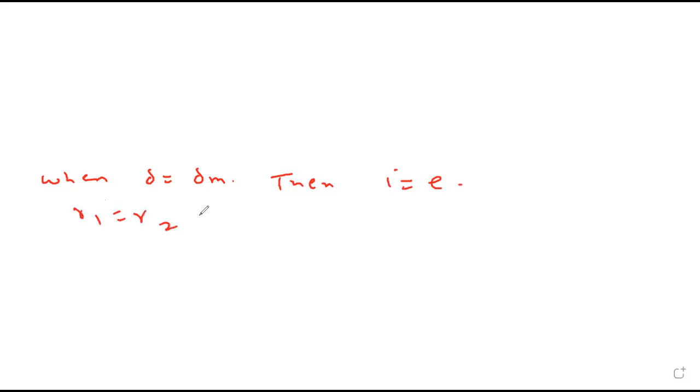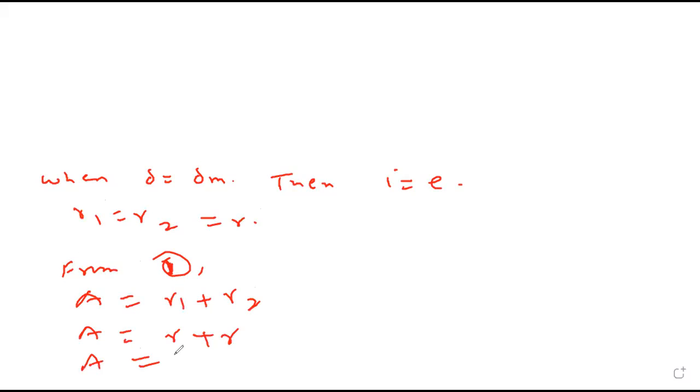R1 is the same as R2, which equals R. So from the third equation, A is R1 plus R2, which we wrote earlier. So A becomes R plus R, A becomes 2R. That is, R equals A by 2.